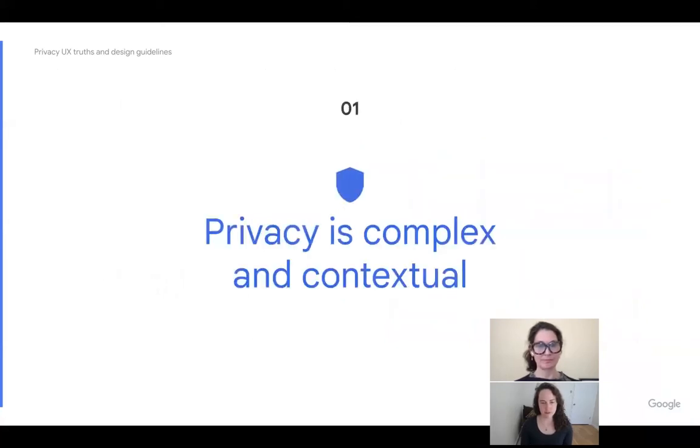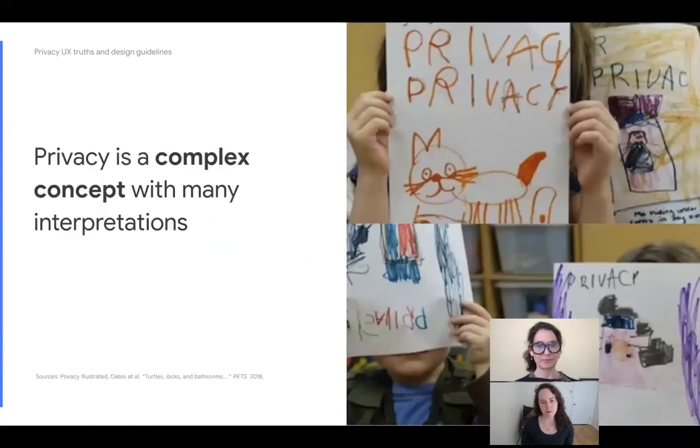So first, privacy is complex and contextual. We know that privacy is a complex concept. It has many interpretations. There's no one definition of privacy for our users, or often even within a given company or organization. Privacy means many different things to different people in different places and in different contexts.